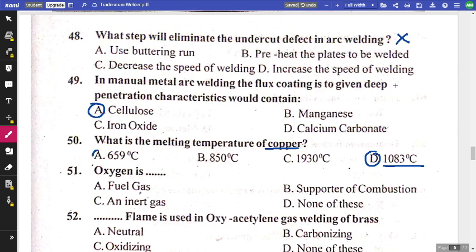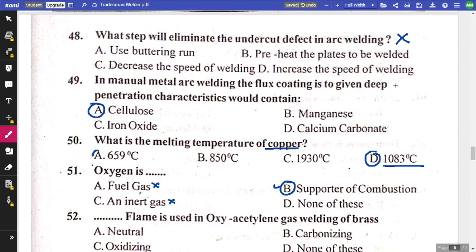Oxygen is a fuel gas, supporter of combustion, inert gas, or none of these. Oxygen cannot be used as a fuel gas, and it will not be used as an inert gas. It supports combustion. So option B will be the correct answer.